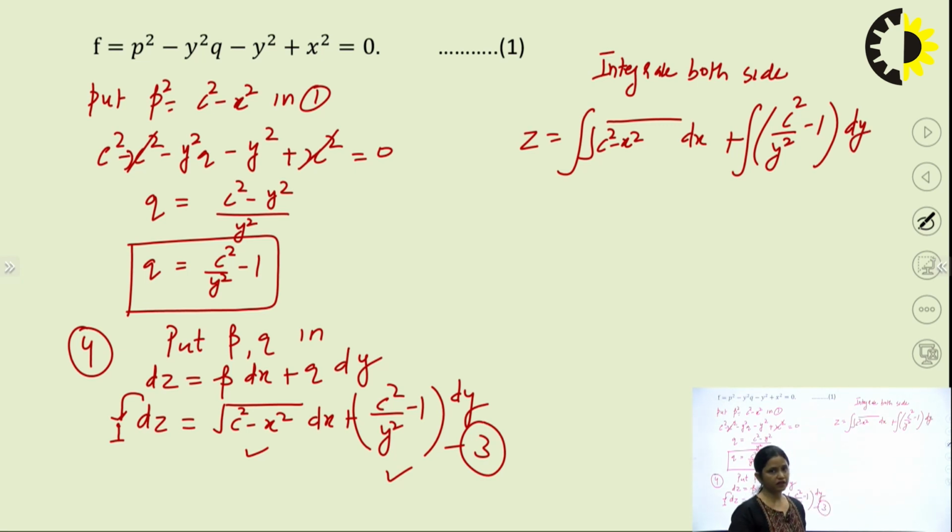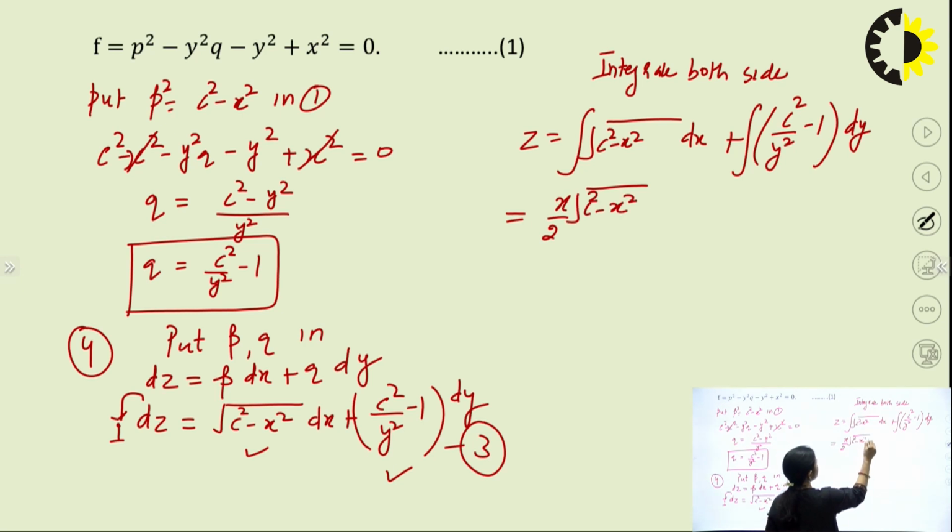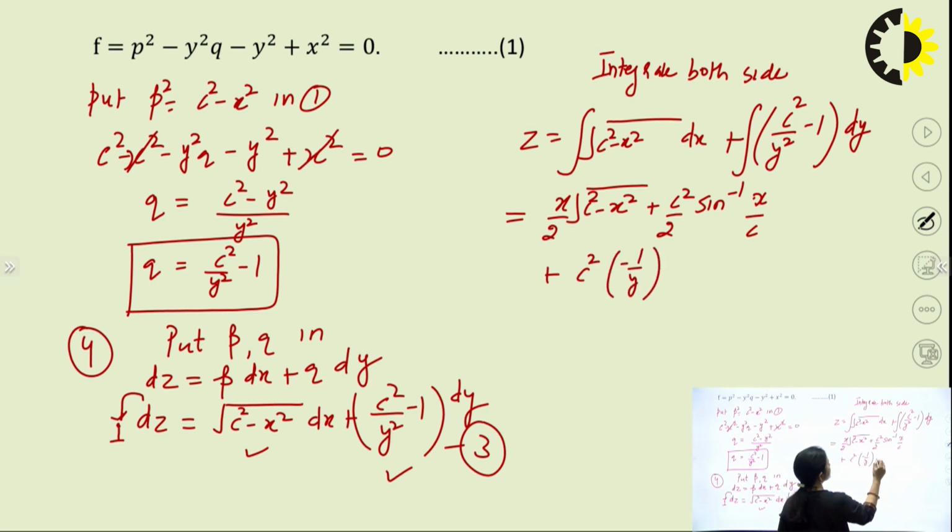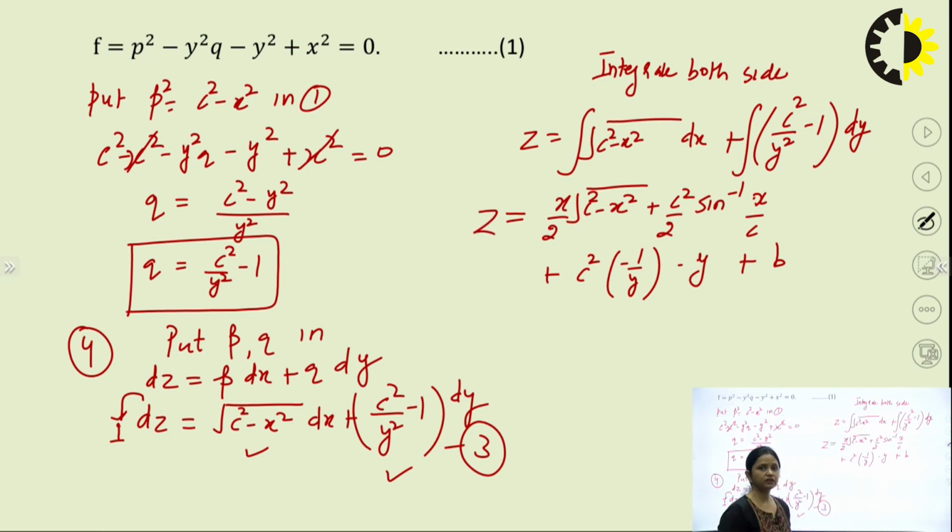Here we have to apply standard formulas of integration. Integral of c square minus x square is given by x upon 2 root c square minus x square plus c square upon 2 sine inverse x upon c, plus integral of 1 upon y square is minus 1 upon y, and integral of 1 is y, plus constant of integration. So here we obtain the solution of equation 3.